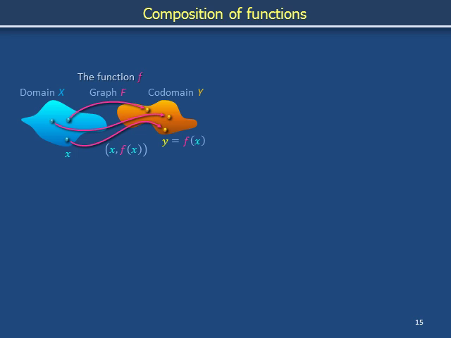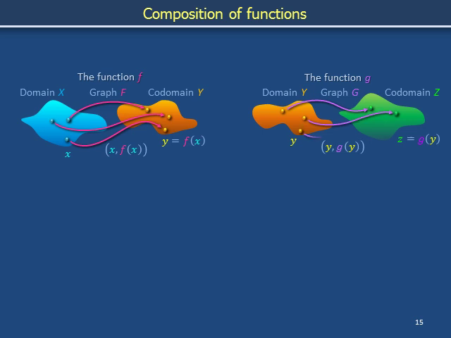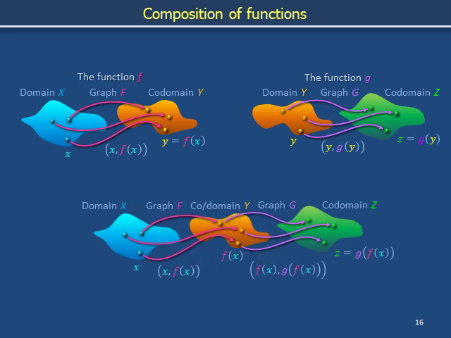Alongside the function f, we now consider another function g with domain big Y, graph big G, and codomain big Z. We use the letter capital Y to refer both to the codomain of function f and to the domain of function g so that we can easily illustrate the process of composing functions, which schematically resembles plugging a power plug into an extension cord.